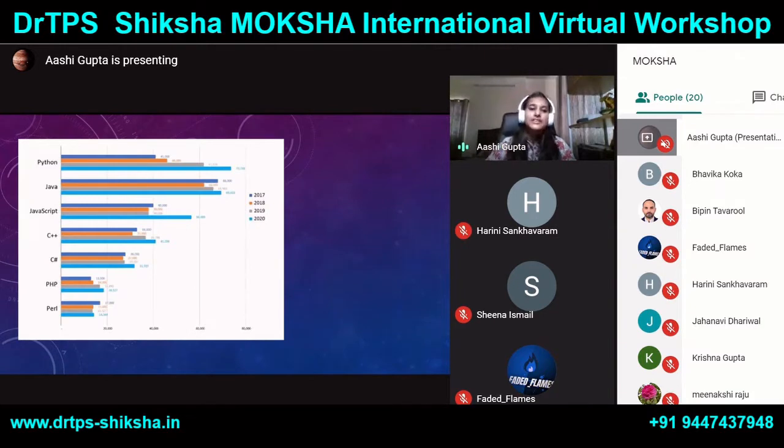Now, as you can see in this graph, there are different types of programming languages. What are programming languages? They're just different types of programs that do the same work, solving your problem easily. They're just different languages that give solutions to different problems.